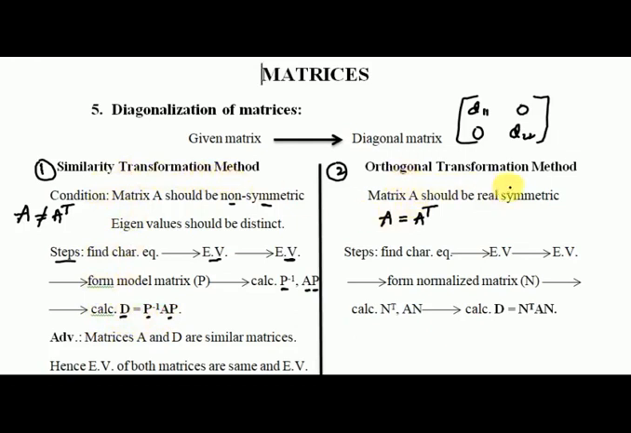And when we go to orthogonal transformation method, these are the steps we need to follow. First, we need to find out the characteristic equation for the given matrix, and again we need to find out the eigenvalues and again eigenvectors. Here we need to form a normalized matrix N. So this is the basic difference between similarity transformation and orthogonal transformation. Here we can see P in similarity transformation method, but in orthogonal transformation we can see the N term, that is normalized matrix. And again here we need to find out N transpose and AN, and to find out diagonalized matrix we need to calculate N transpose into AN. So this is how we can get diagonalized matrix in orthogonal transformation method.